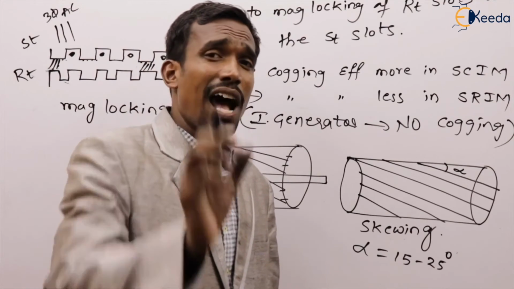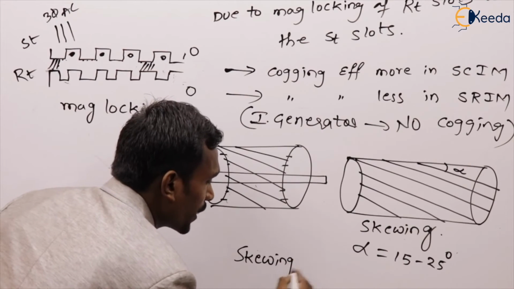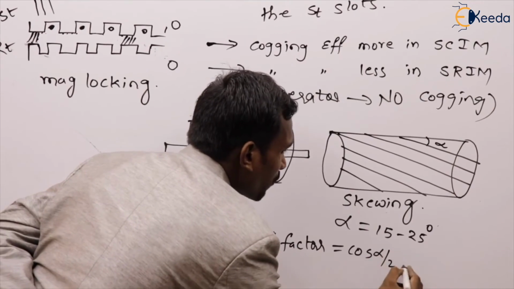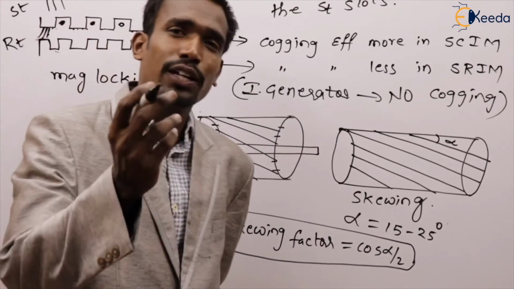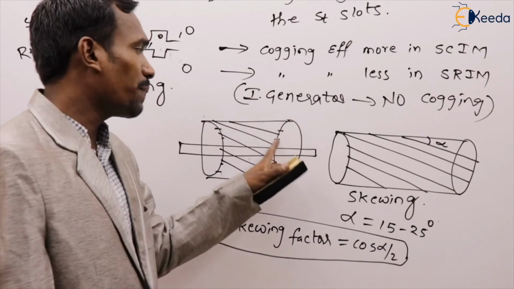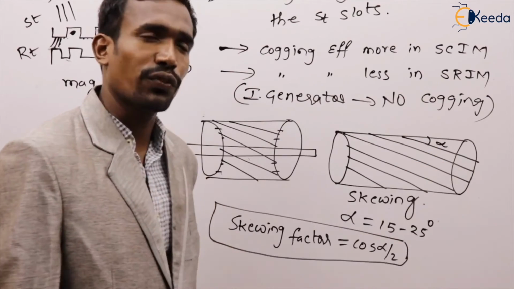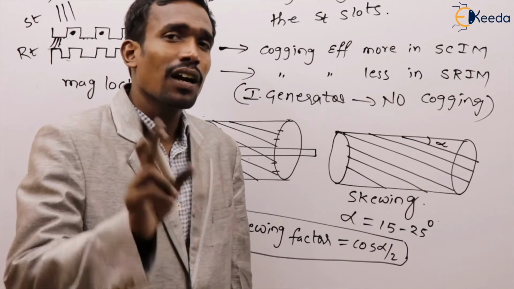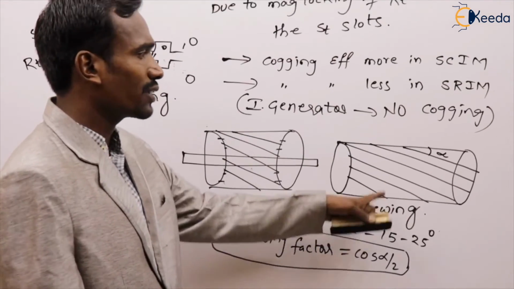And they will give you the alpha and ask for the skewing factor. Skewing factor is equal to cos alpha by 2. Skewing is nothing but inclination with some angle, not parallel to the shaft. Skewing angle 15 to 25 degrees and skewing factor cos alpha by 2. This is called skewing.